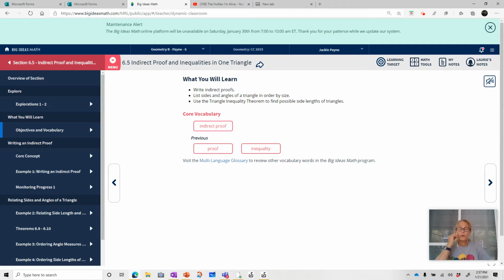So hopefully in this next few minutes, you will learn how to write an indirect proof, how to list sides and angles of a triangle in order by size, and how to use the triangle inequality theorem to find possible side lengths of triangles. So let's go.